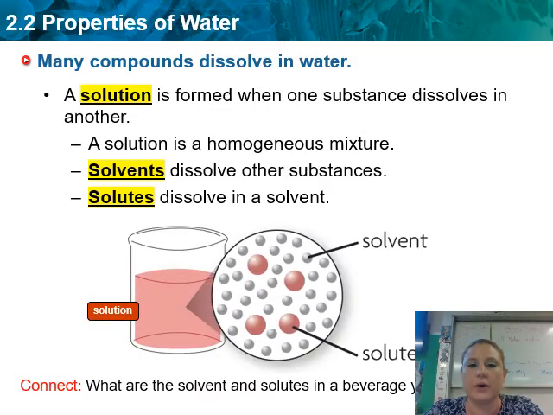So if you think about like iced tea, let's say you have your tea and you have your sugar, right? Well, you pour your sugar in it, your sugar is going to be the solute. It's what we want to dissolve. The solvent is going to be the tea, the liquid that's going to do the dissolving.